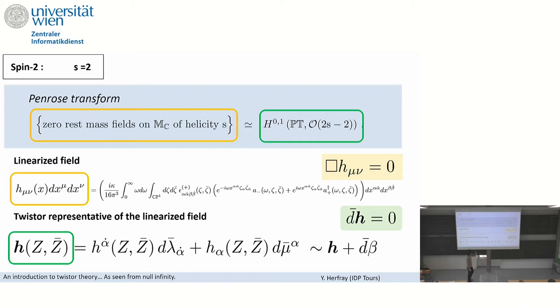You look for 0-1 forms which are closed, up to those which are exact. So that's what the Dolbeault cohomology group is on twistor space.